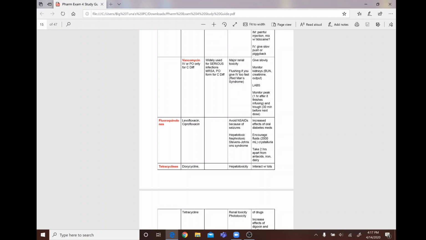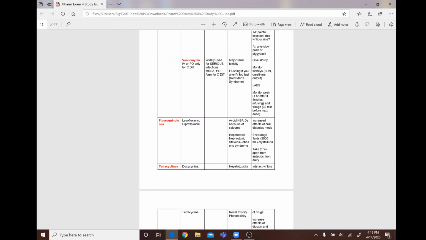All right, fluoroquinolones. Give me some examples of fluoroquinolones. Levofloxacin and ciprofloxacin. What are the side and adverse effects of fluoroquinolones? Hepatotoxic, nephrotoxic, and Stevens-Johnson syndrome.